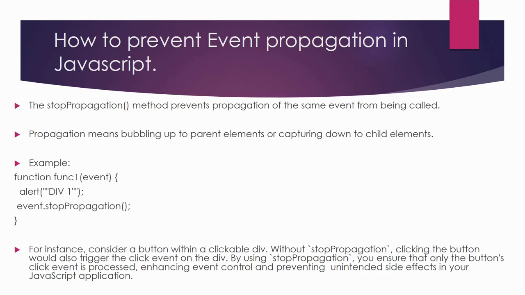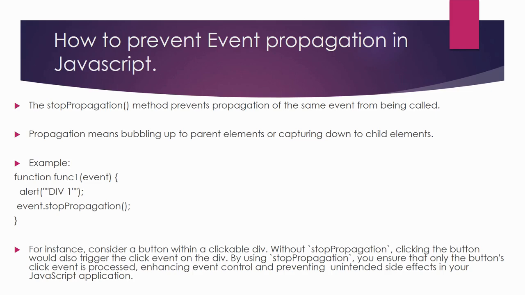How to prevent event propagation in JavaScript? The stopPropagation method prevents the propagation of the same event from being called. Propagation means bubbling up to the parent element or capturing down to the child element. Let us take the example. Suppose function func1, we pass event as an argument, then alert div1, then we write event.stopPropagation method here to stop the propagation further.